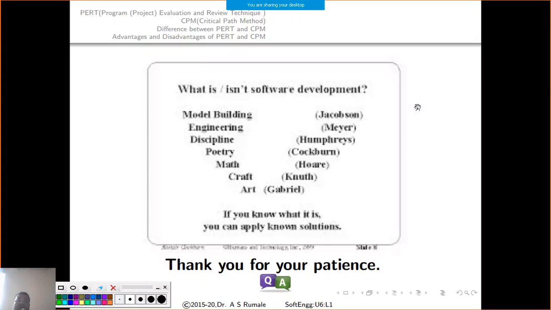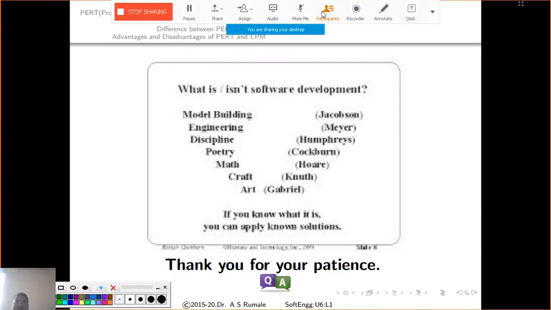In software development, model building was actually given by Jacobson, engineering by Mayer, discipline by Humphrey, and so on. What is and isn't software development? Kraft, Knuth, Gabriel. If you know this, you can apply all the solutions. If you don't know, you can't apply them. So with this last slide, I am saying that the theory of PERT and CPM is briefly covered.